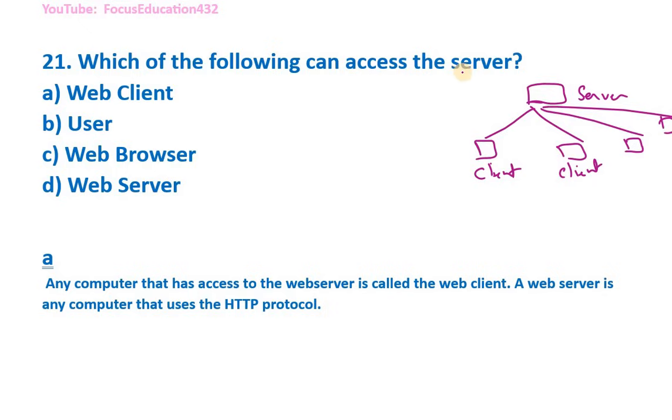So which of the following can access the server? Any computer that has access to the web server is called a client. You can say client or web client. Web client means related to the internet, we can say. If there is no internet, and you are working in an office where you have one big computer in the building and many users connected inside that building only, that is also a client. Web client means on the internet. So now you know the difference between client and server.